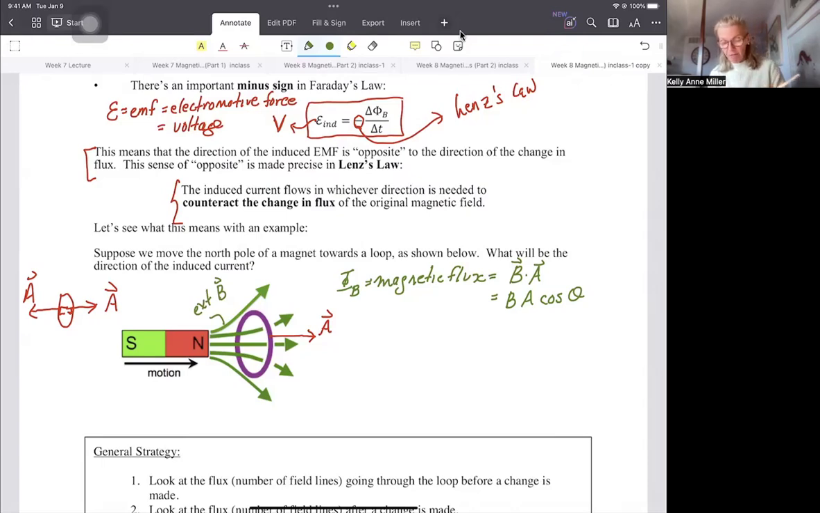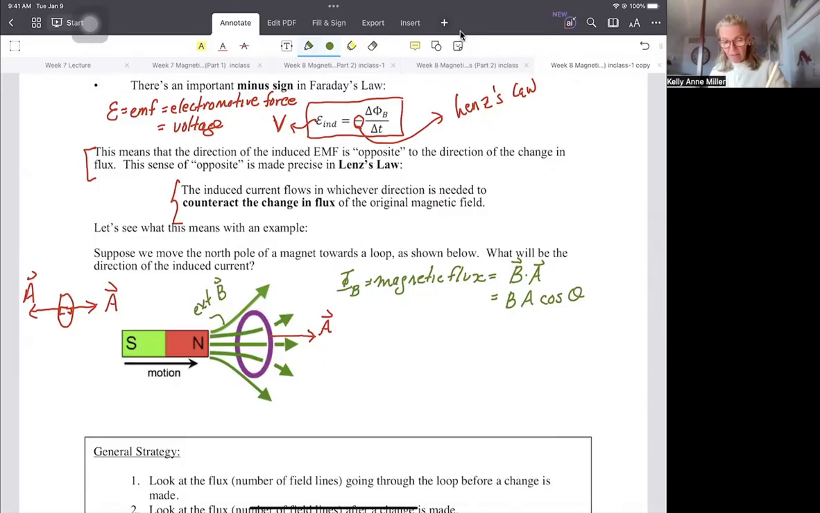Okay, so that's basically what Faraday's law says, right? Faraday's law says that you have an induced B field that opposes the change in the flux. Okay, and that gives rise to a current. So the steps in terms of figuring this out is we first have to figure out what is the flux? What's happening to the flux?